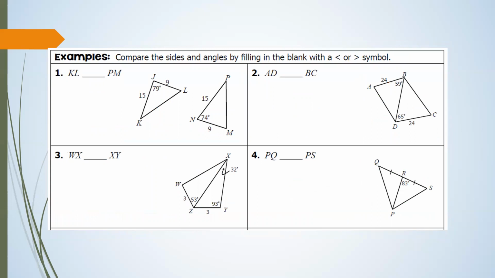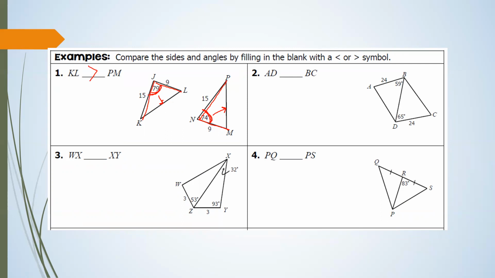All right, so let's look here. We'll use red. I have 15 and a 15 and a 9 and a 9. So I have two sets of congruent sides. But this angle is 79 and this angle is 74, which means the side across from the larger angle is going to be greater than the side across from the smaller angle. So since 79 is bigger than 74, that means that KL is going to be greater than PM. Simple as that.